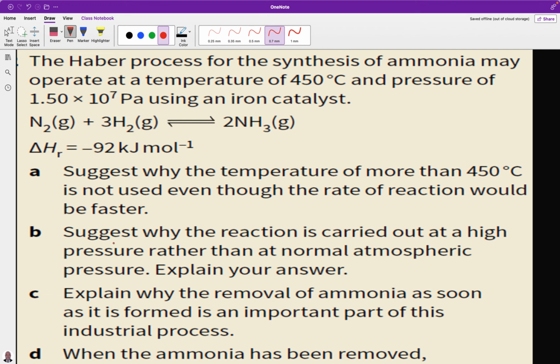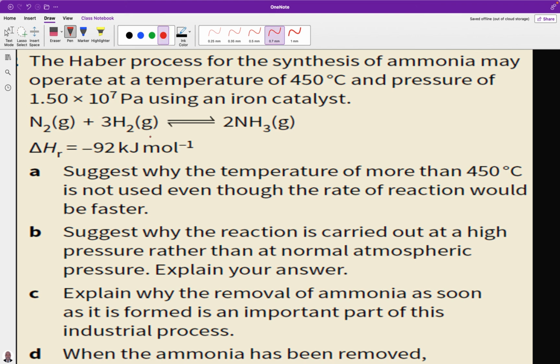B. Suggest why the reaction is carried out at a high pressure rather than at normal atmospheric pressure. Explain your answer. Remember, at high pressure, there is more frequent successful collision between the particles and the walls of the container.